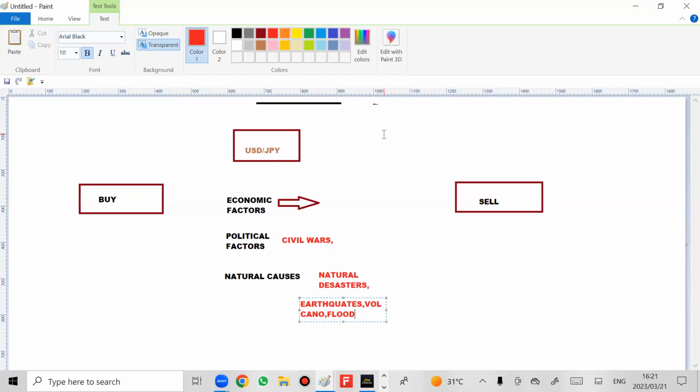So during trading, the question now is: can you trade on economic factors or political factors or natural causes? That's what we're going to look at in our next lesson in the morning. How we can take a chance to trade during these times of unrest. Economic factors, political factors, natural causes, we can still make money.